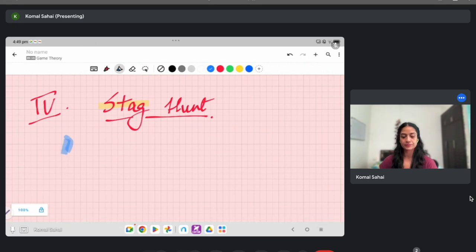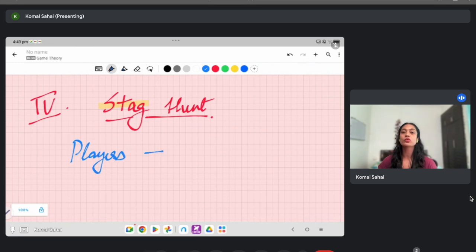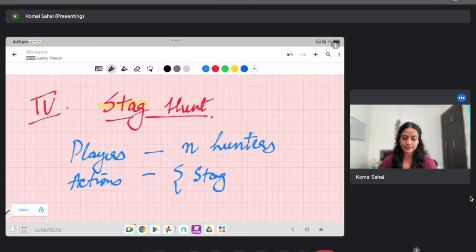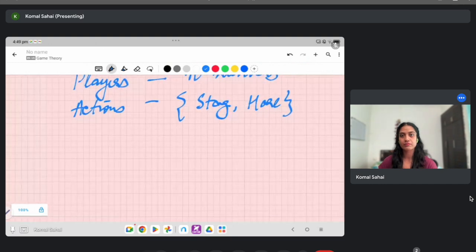So what we have is players, right? In this case, it's not a two-player game anymore. You have n hunters. All right. The action for any hunter is to either coordinate in the stag hunt, right, or go alone and hunt a hare, a rabbit. ठीक?